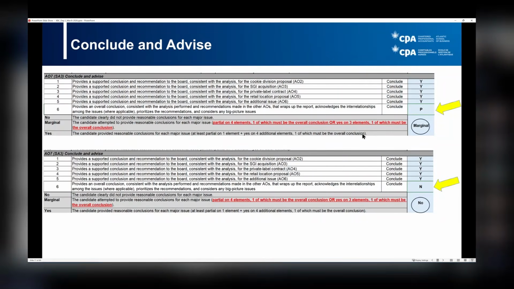So let me show you here. What happens is, again, say you've gotten yes on all of your recommendations, but you get a partial on your overall recommendation. That automatically brings you down to a marginal. If you get a no on your overall recommendation, so at the last minute, you just copy and paste the recommendations you had under each, they aren't even going to give you credit for that because they've already given you credit for it under the 1 through to 5. You'll get a no under your overall recommendations, which will result in a no. A no in any assessment opportunity results in a fail.